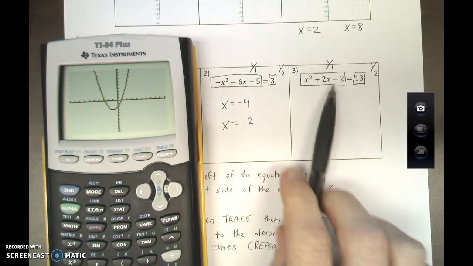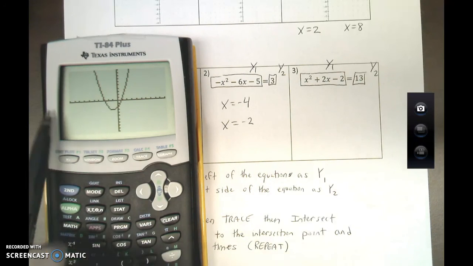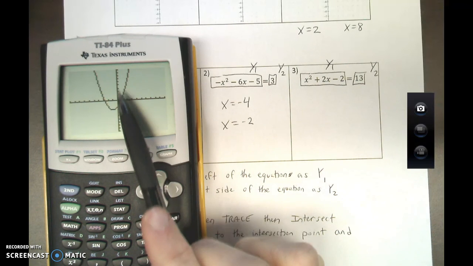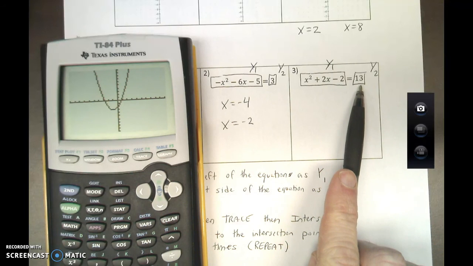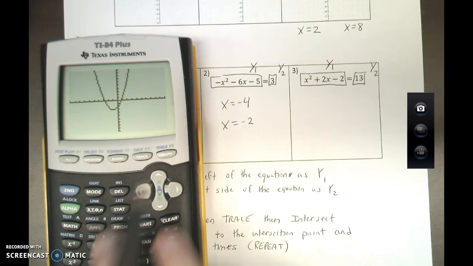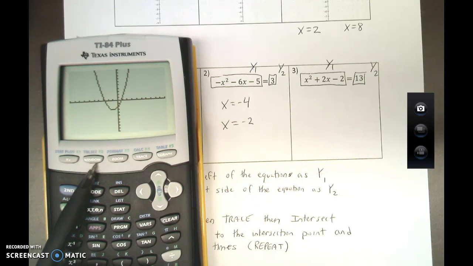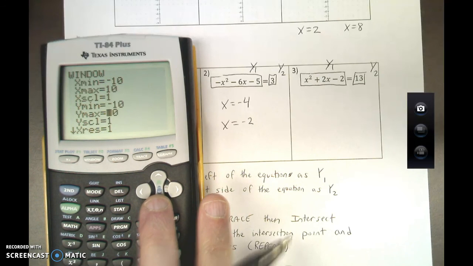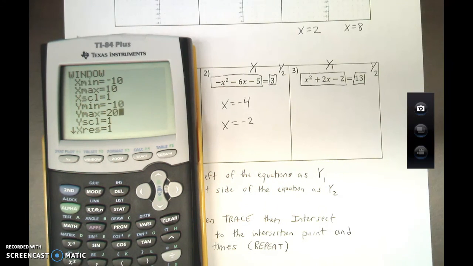Alright, so for this one, I see the x squared plus 2x minus 2, but I don't see that straight line going through. The reason is the calculator is only going up to 10 on the y-axis, and this is going up to 13. So I have to change my calculator's screen, and there's an easy way to do that. If you hit Window, which is right next to Zoom, these are just giving you the size of your screen. It's going from -10 to +10 from right to left, and -10 to +10 up and down. So I'm just going to increase the Y max. I'm going to make it 20. This way I'm going to be able to see the whole graph.